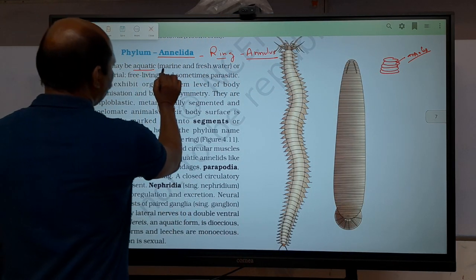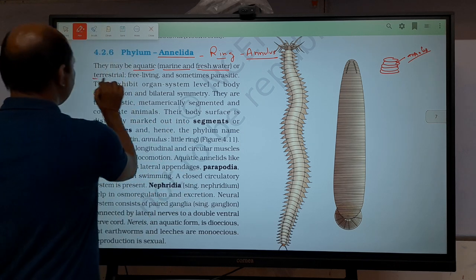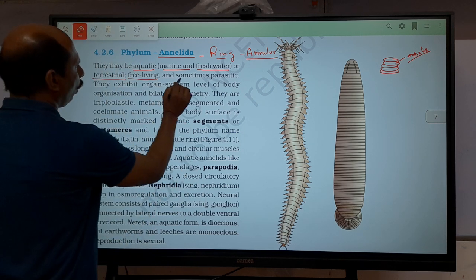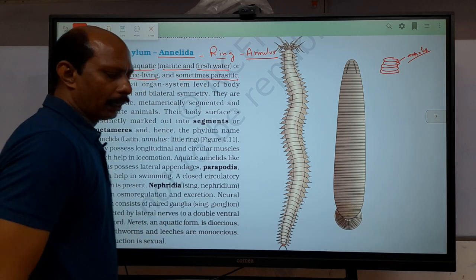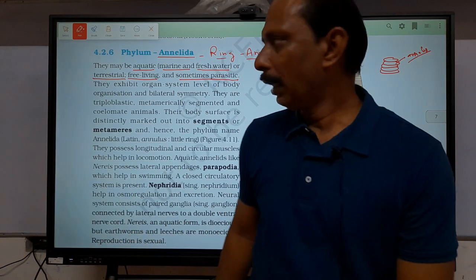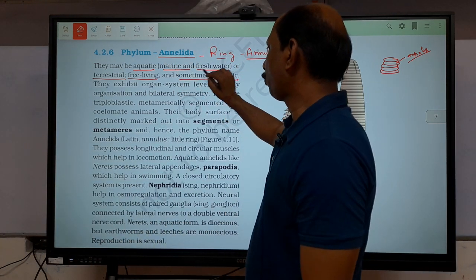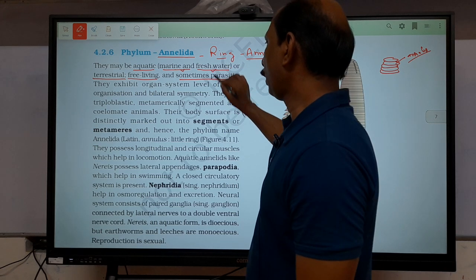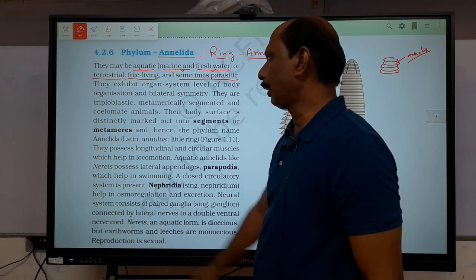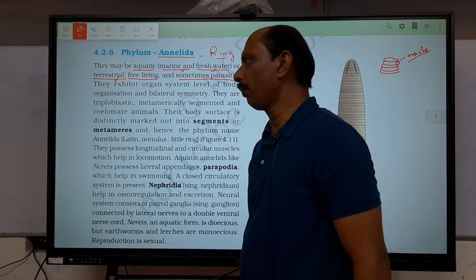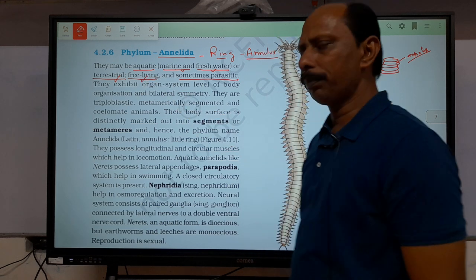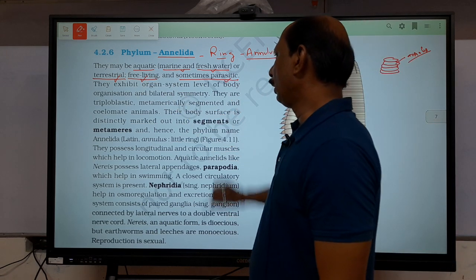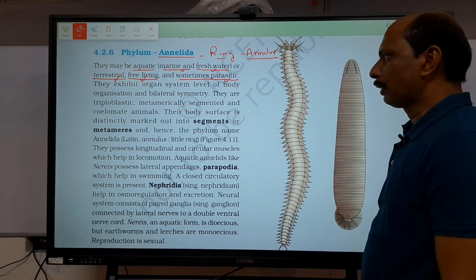May be aquatic, marine and freshwater, or terrestrial. Some are terrestrial, free living, or sometimes parasitic, mostly ectoparasite. Marine and freshwater, that means maybe we have Nereis for marine, freshwater like leech, terrestrial that is earthworm. Free living, that is our earthworm. Sometimes parasitic, leech or Hirudinaria, it is parasitic, right?